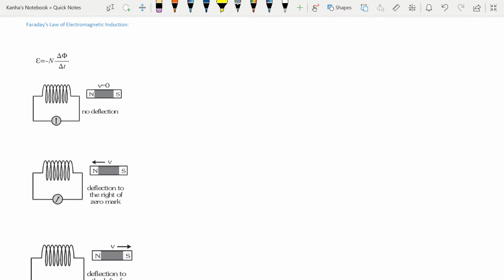So Faraday's first law says that whenever the amount of magnetic flux linked with a closed circuit changes, an EMF is induced in the circuit. And this induced EMF lasts so long as the change in the magnetic flux continues.